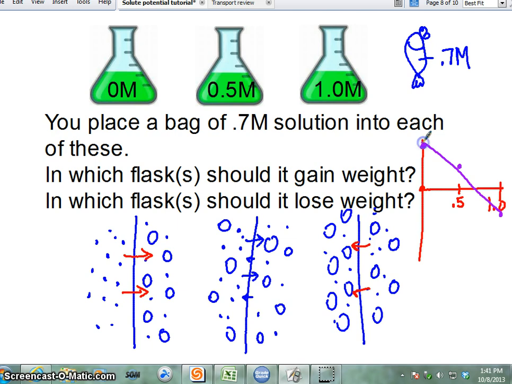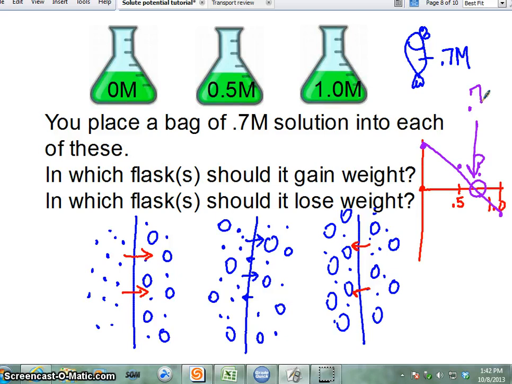If we connect this, or make a line of best fit, where should it cross the x-axis? 0.6, 0.7, 0.75. If we know what's in the bag is 0.7, what solution should be isotonic to 0.7? 0.7. So this should cross at 0.7. In other words, it's going to cross the x-axis where it's isotonic.